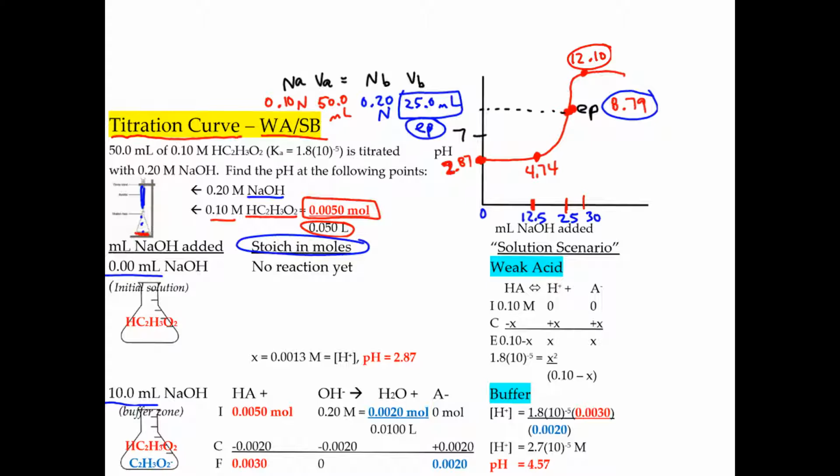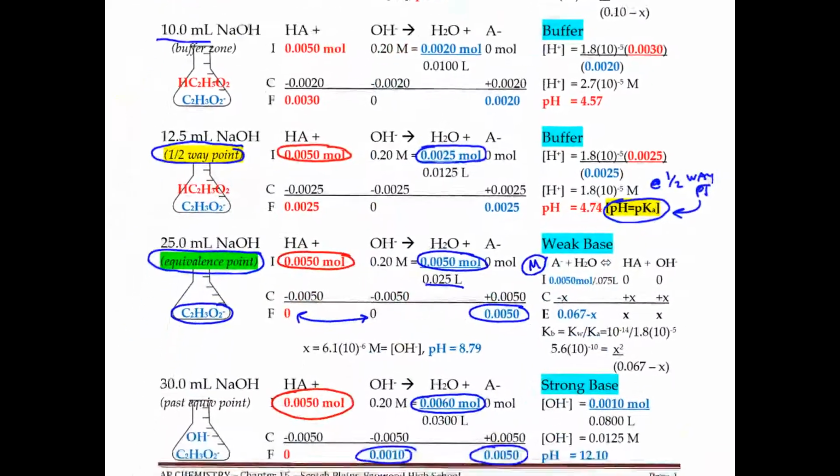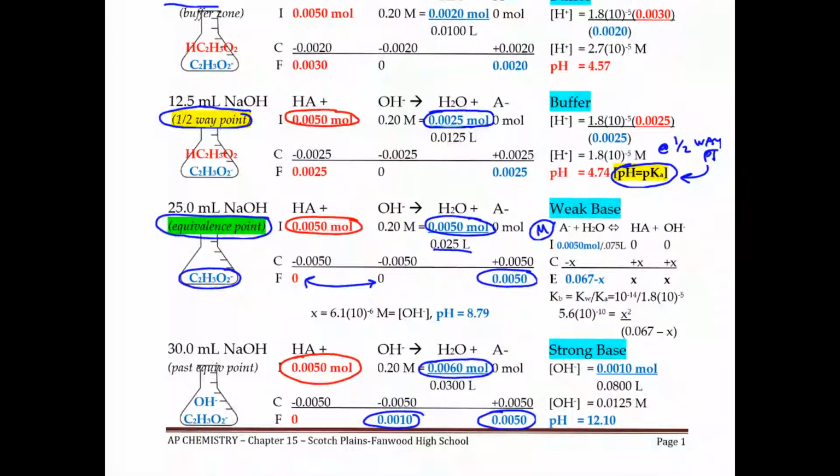Then at the equivalence point, everything ran out, and I had just A minus, so that was weakly basic. And then after that, I added extra OH, so I had extra OH plus A minus. We only care about the strong, moles over liters, and we got the pH. So now there's going to be a You Try It on the next page. I'd like you to try that by yourself. I will make a video for it, but if you need help, you can watch the video, and then either way, check your answer at the end.